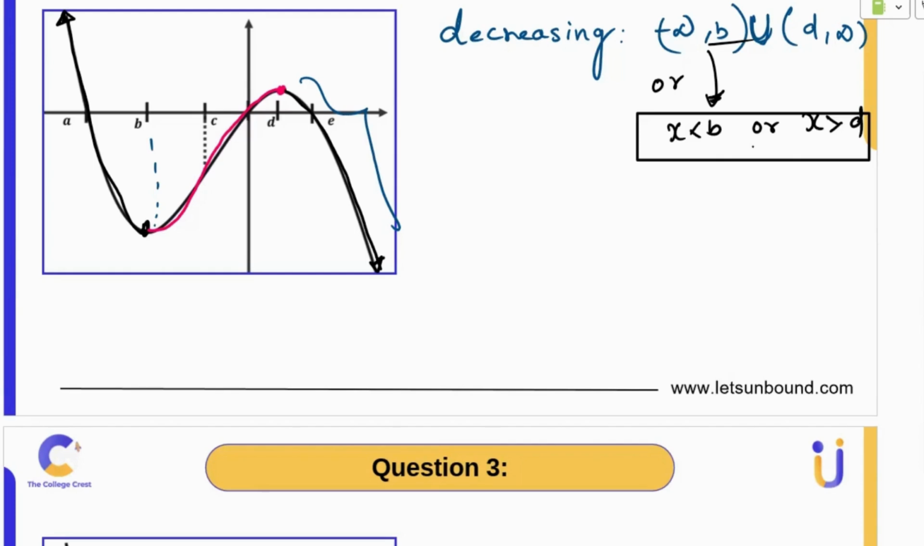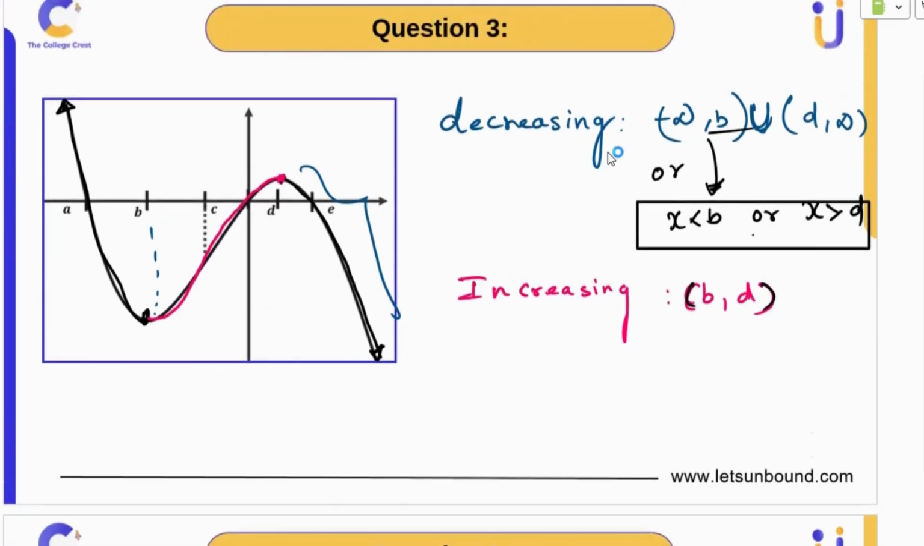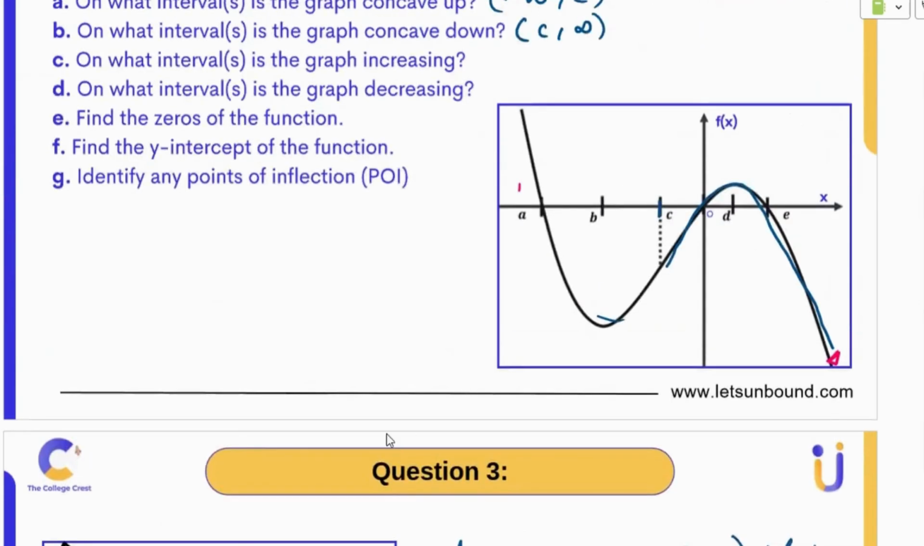And now the increasing part. Increasing is from b to d. Okay, so from b to d, it's increasing. No need to worry about whether to use a closed bracket or a round bracket here. At B and D, it's actually neither increasing nor decreasing, so just use round brackets here. So increasing and decreasing is over.